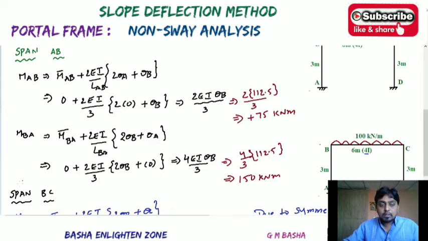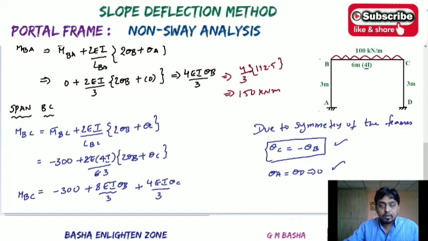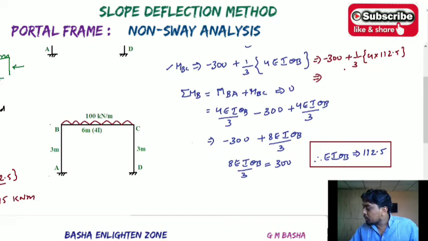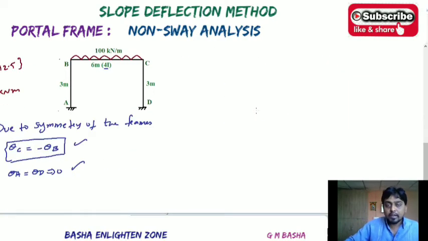So again simplify in the BC equation. How much will you get after simplifying the BC equation? Where is the BC equation? Here it is: minus 300 plus 1 by 3 into 4 into 112.5. After simplifying this, how much will you get for MBC? MBC will be equal to minus 150 kilonewton meter.